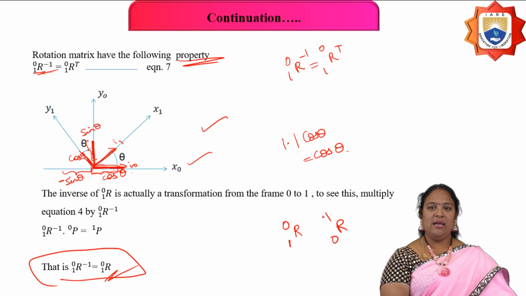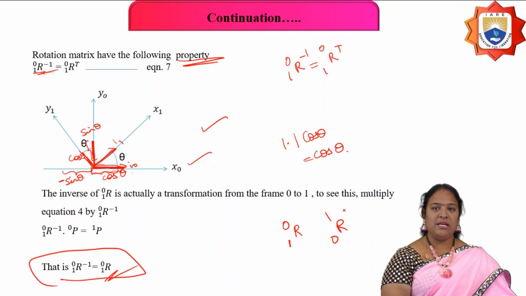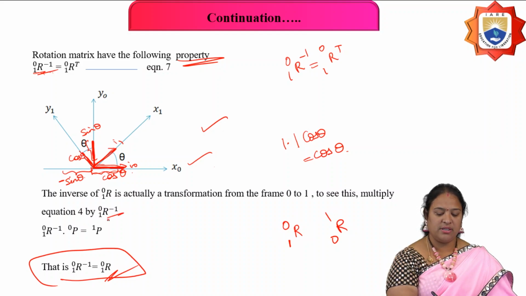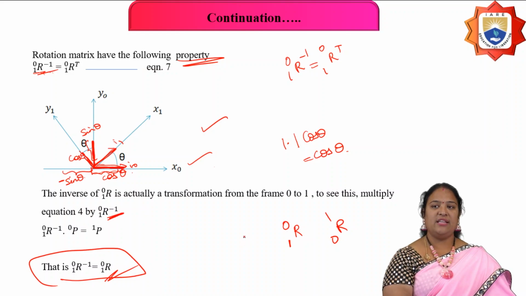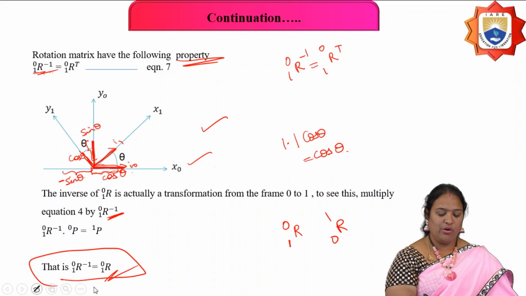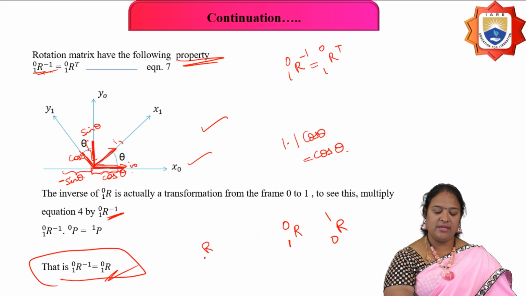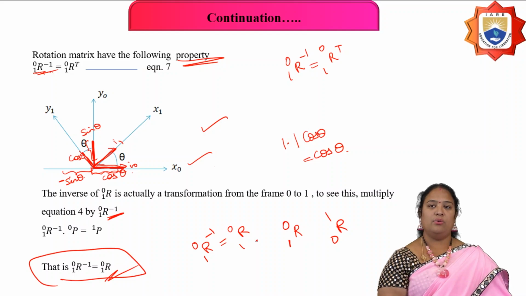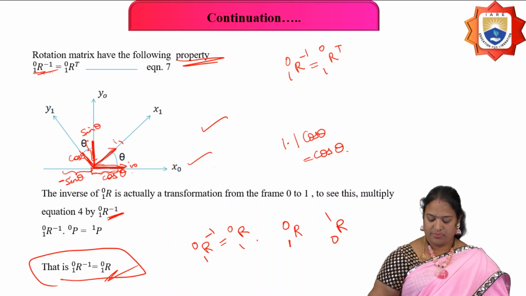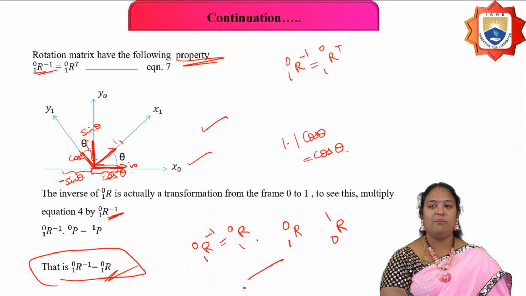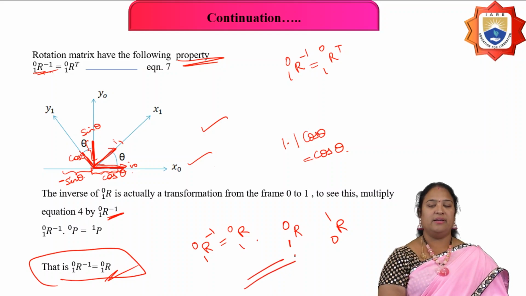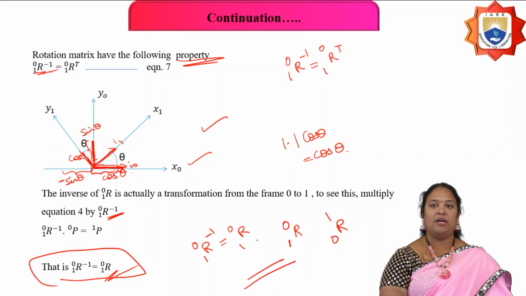To see this, multiply the equation with this particular term. Therefore, we will get that the inverse of the rotational matrix for frame 1 to 0 will always be equal to R1 to 0 transposed. Clear? This is how we determine a rotational matrix.